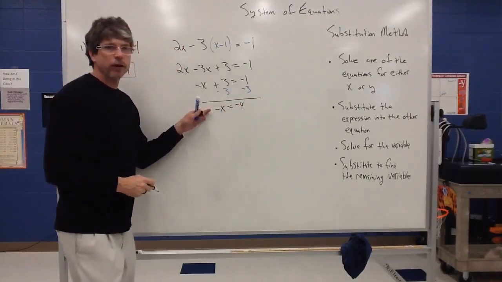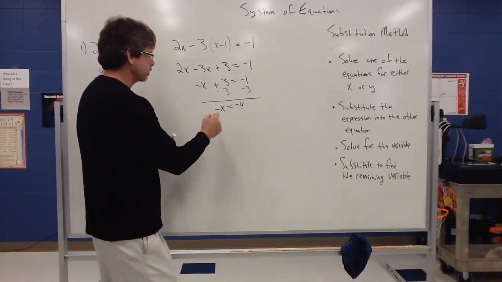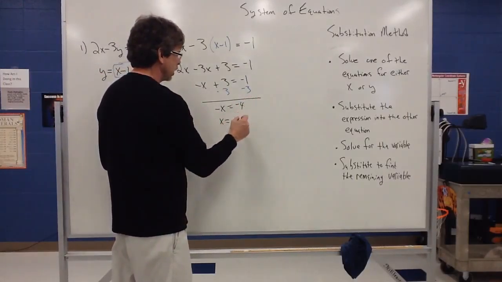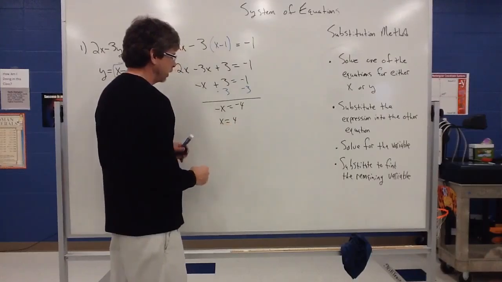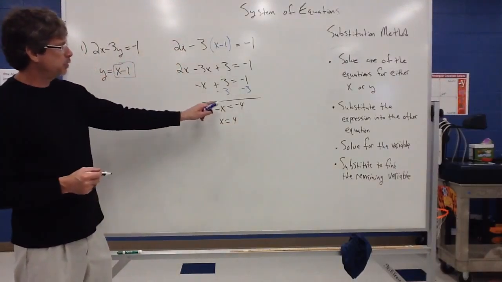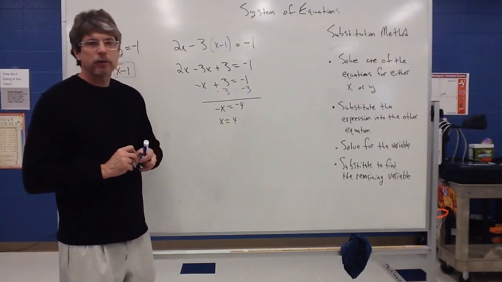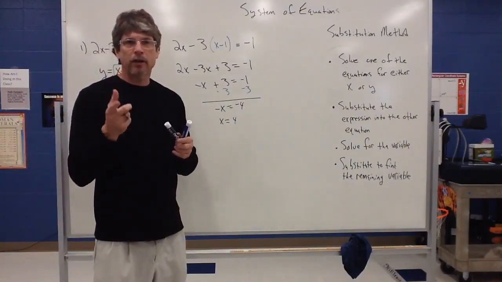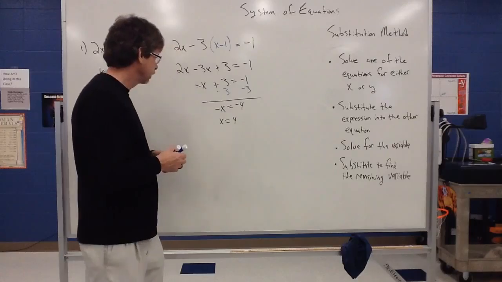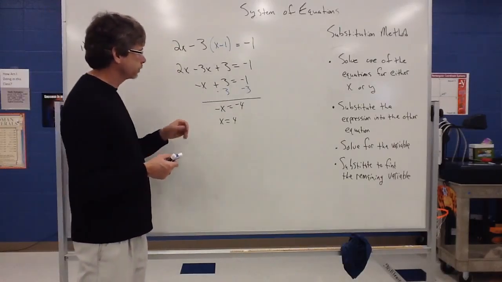Remember, we need to solve for x, so that needs to be a positive x, so I can change its sign as long as I change the sign over here. So it's going to be x equals 4. Some people treat it like a 1 and just divide both sides by negative 1. And we learned that dividing by negative 1 does exactly that. It'll change the sign. So we have x equals 4.